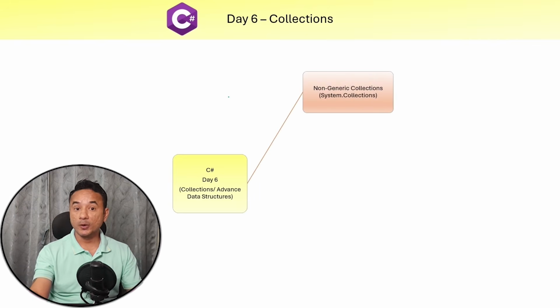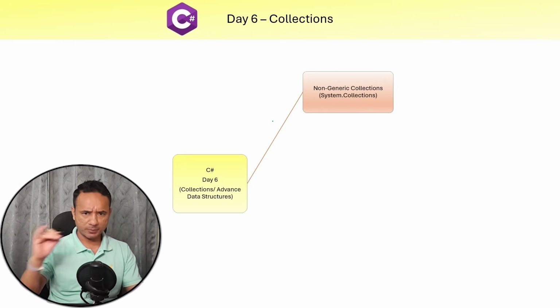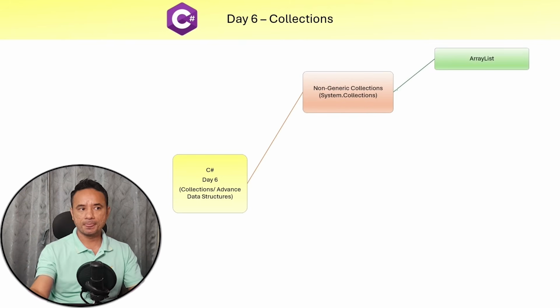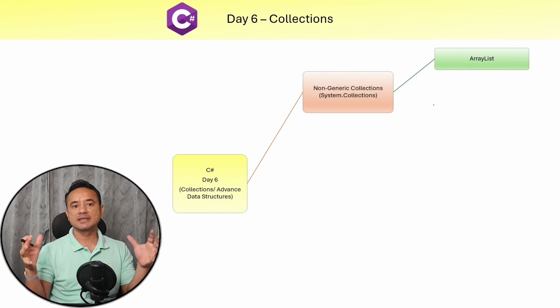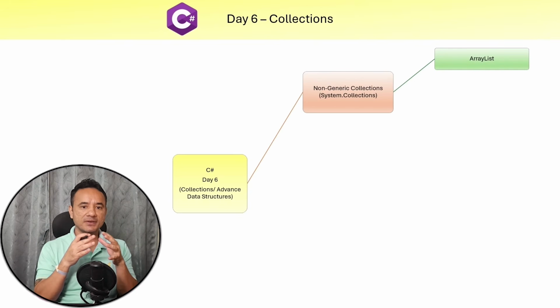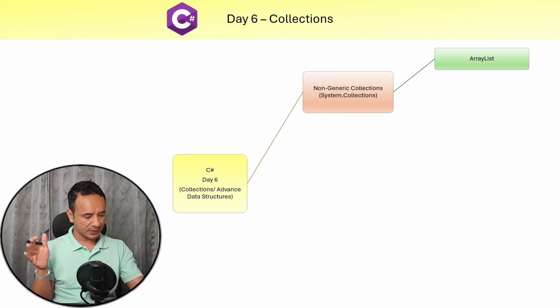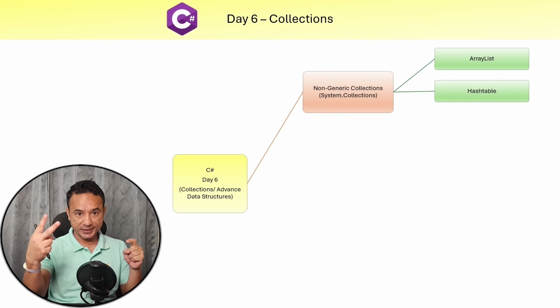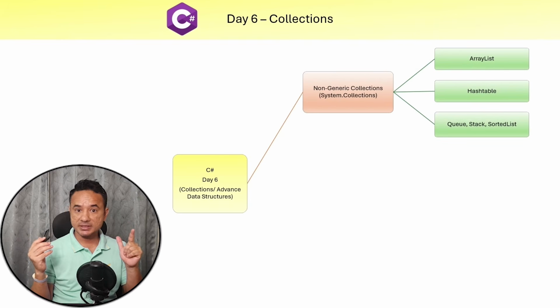First are non-generic collections. Non-generic collections can store any type of data, but they are not type safe because they are not generics. For example, ArrayList, which stores a list of objects and can resize automatically. Then we have Hashtable, which stores key and value pairs. And we have Queue, Stack, and SortedList.